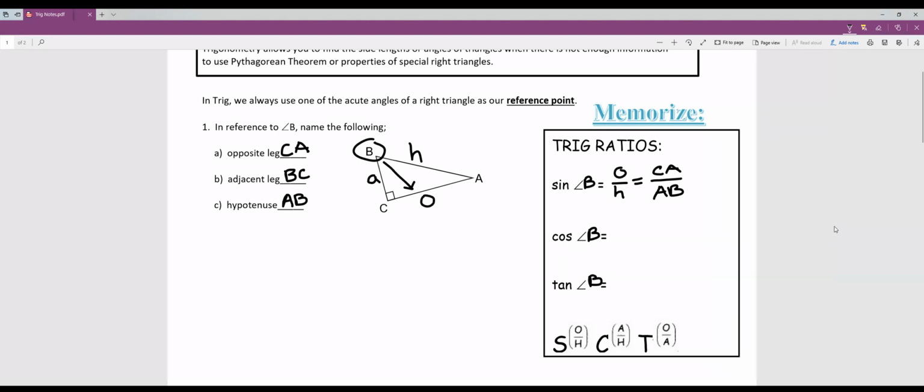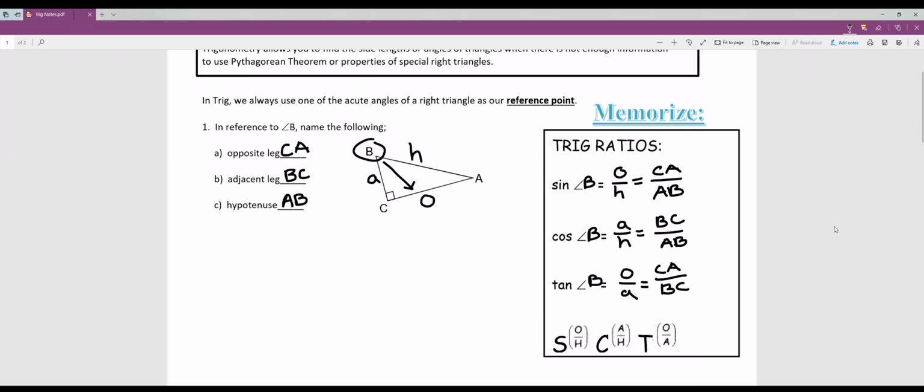Now my cosine is going to be adjacent over hypotenuse. And for that specific triangle, remember my adjacent side was side BC, and again, my hypotenuse is AB. So here's my second ratio, my cosine of angle B. All right, and last but not least, our tangent is the opposite side over the adjacent side. And in triangle ABC, our opposite side was CA, and our adjacent side was BC.